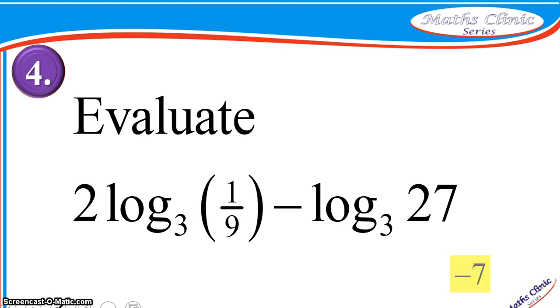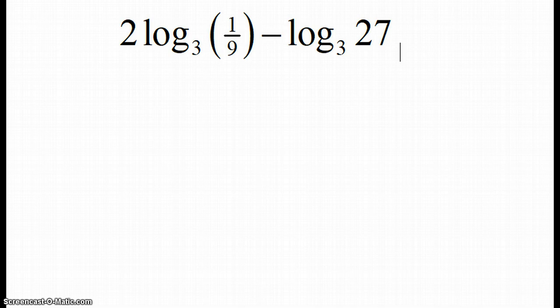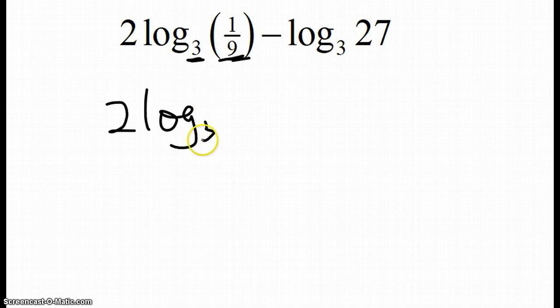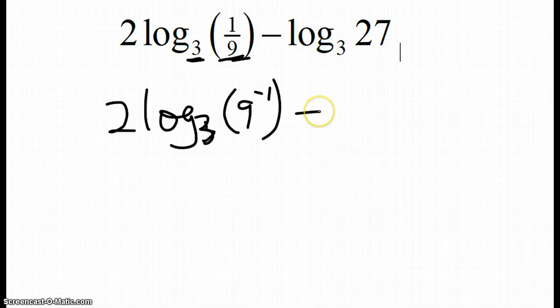And I'm sure your answer came as -7. Well, this is how I would choose to solve it. There are so many ways you can use to solve this very question, but I'm choosing this way. I'll maintain my 2 here. Since I've seen 3 here, I can change this one to an indices and write -1 like this. 1/9 can be written as 9 exponent -1. That's one of the laws or properties of indices, right?